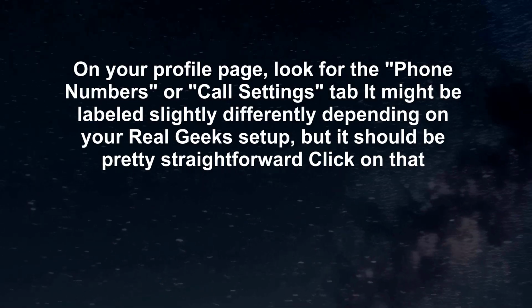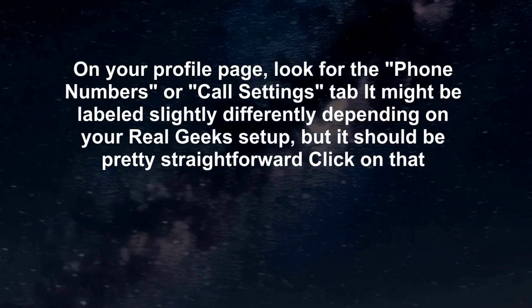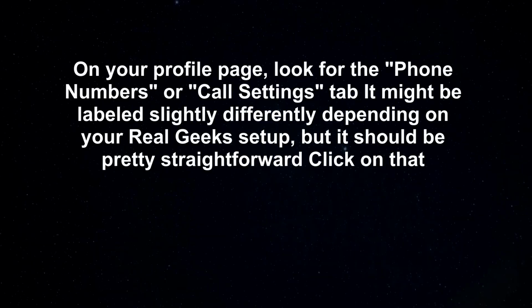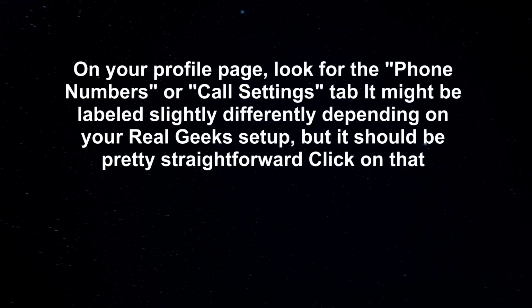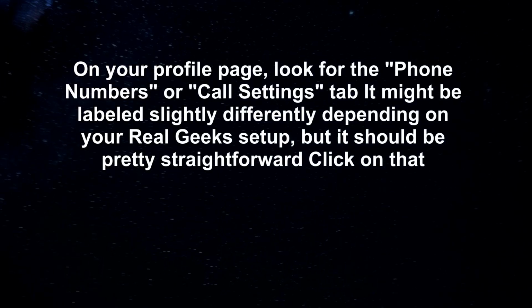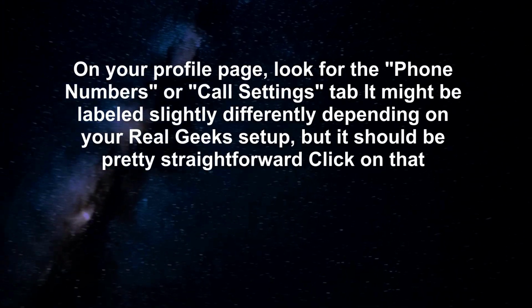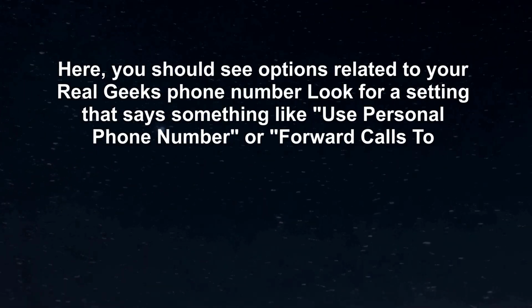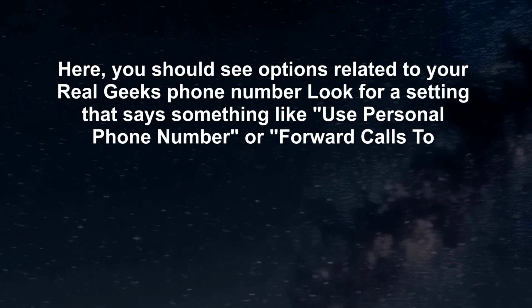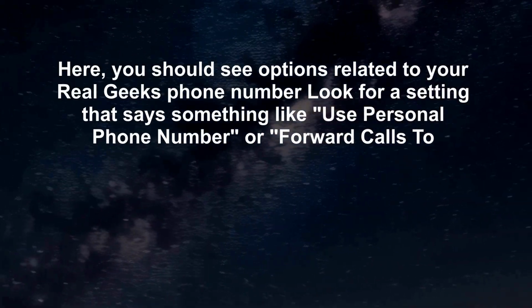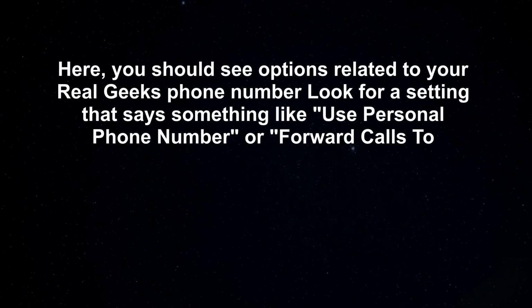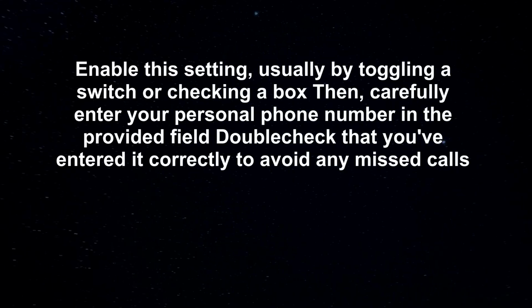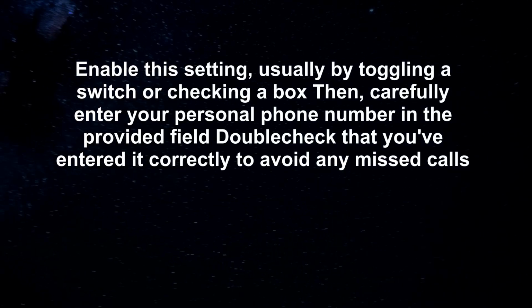On your profile page, look for the Phone Numbers or Call Settings tab. It might be labeled slightly differently depending on your Real Geeks setup, but it should be pretty straightforward. Click on that. Here, you should see options related to your Real Geeks phone number. Look for a setting that says something like Use Personal Phone Number or Forward Calls to. Enable this setting, usually by toggling a switch or checking a box.